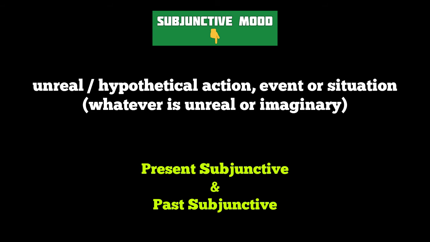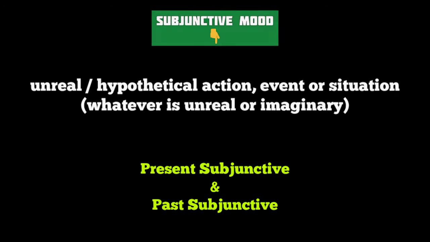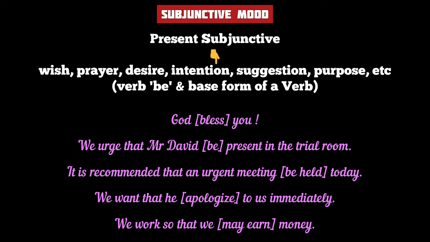You see, the subjunctive mood of a verb indicates an unreal or hypothetical action, event, or situation. In other words, the subjunctive mood is the opposite of the indicative mood. It expresses whatever is imaginary, wishful, or unreal. The subjunctive has two types, the present subjunctive and the past subjunctive. Well, the present subjunctive mood of a verb expresses a wish, prayer, desire, intention, suggestion, and a purpose.